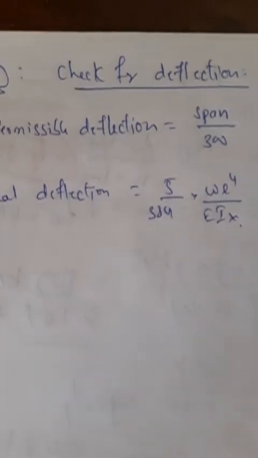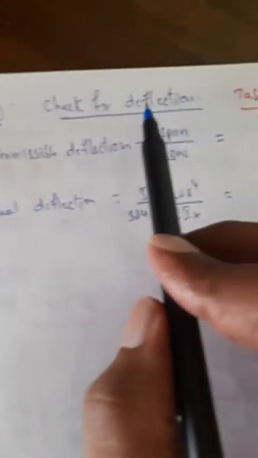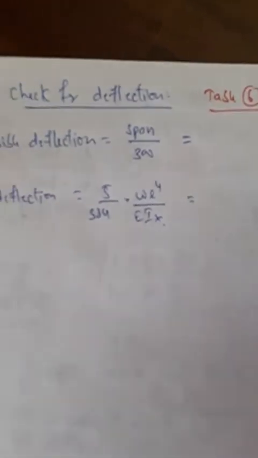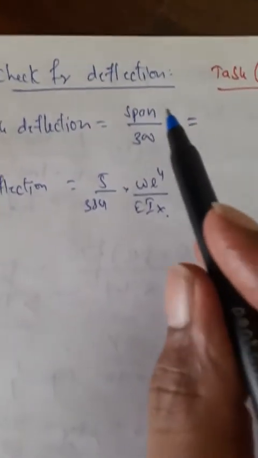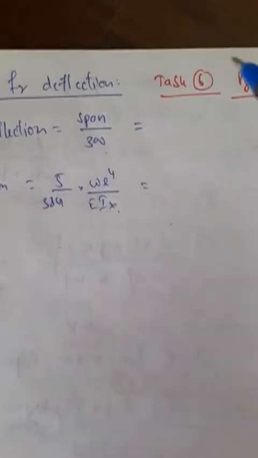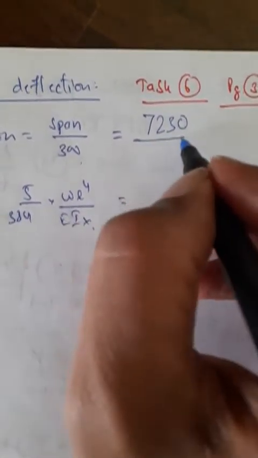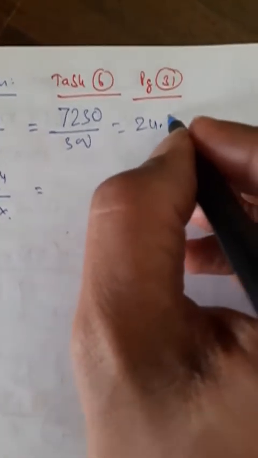Now let us do the check for deflection. Next step, step 6, check for deflection. For this, refer to table 6, page 31. Permissible deflection or maximum deflection is given by span divided by 300. So span is nothing but effective length 7230 divided by 300. This gives me the value 24.1 mm. So this is the permissible or maximum deflection.